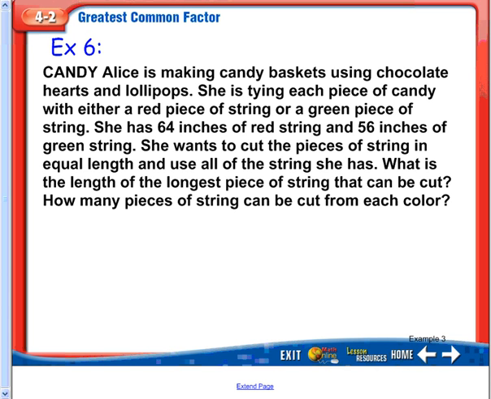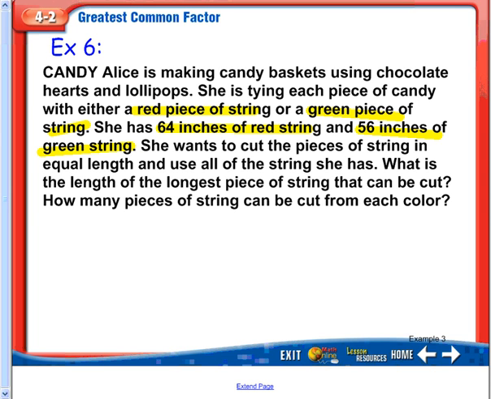Example number 6. Alice is making candy baskets using chocolate hearts and lollipops. She is tying each piece of candy with either a red piece of string or a green piece of string. She has 64 inches of red string and 56 inches of green string. She wants to cut the pieces of string in equal length and use all of the string she has. What is the length of the longest piece of string that can be cut?